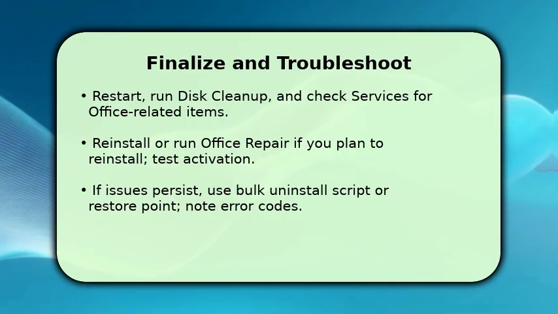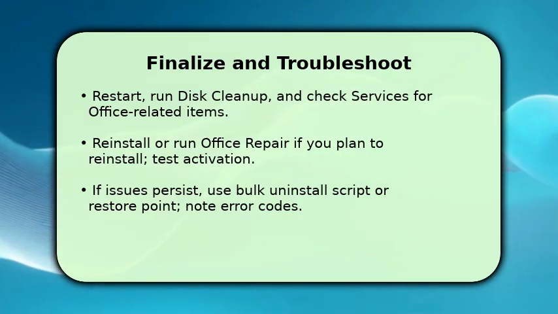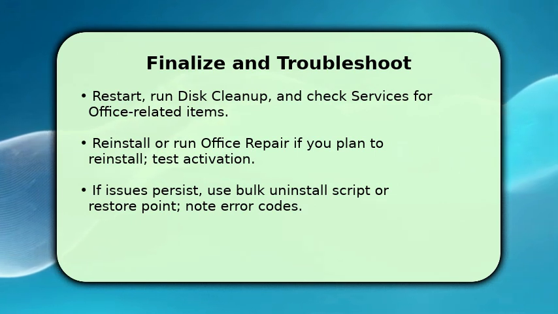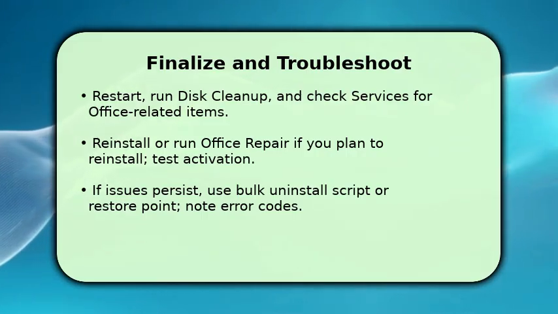If you intend to reinstall, run the Office installer or repair tool and confirm activation after sign-in. If something went wrong, revert to the restore point you created or run the official bulk uninstall script. Collect specific error codes and log files to speed troubleshooting. One key tip: if activation or provisioning fails, sign out of all Microsoft accounts and retry as an administrator.